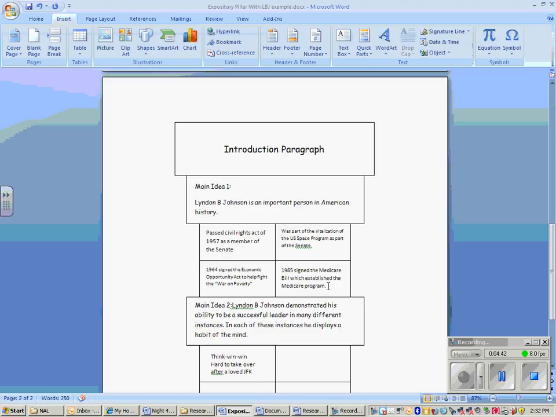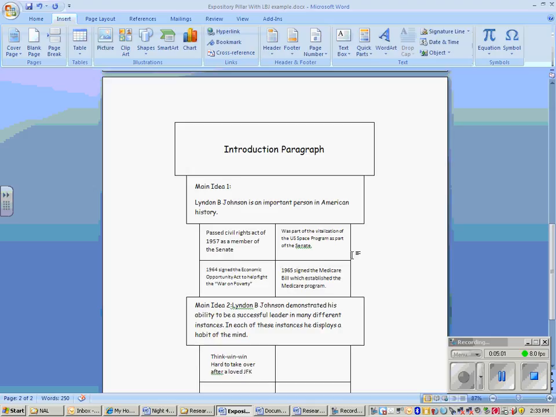This is the part that's going to be new for you. Now you have to take the information that you have right here and create a paragraph out of that. What would not be a fifth grade paragraph would be for me to say something like, Lyndon B. Johnson is an important person in American history.